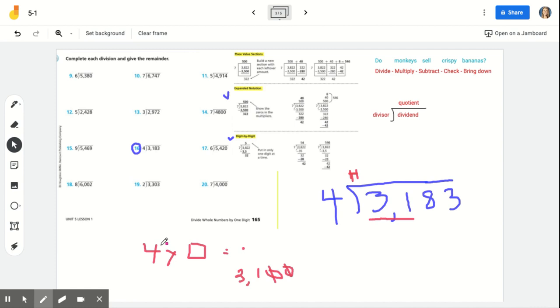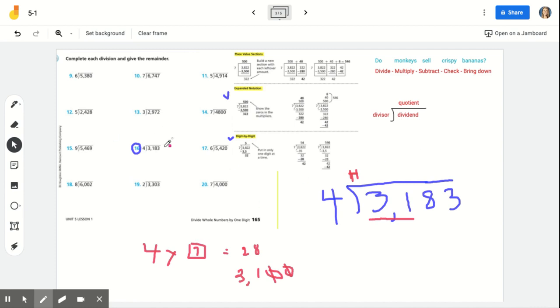And we're thinking to ourselves, how many times can 4 go into 31? 4 times what gets us something close to 31 without going over? Go ahead and try it. And did you get 7? Yeah, 4 times 7 is 28. The next digit up, 4 times 8 is 32. That's too much. So 4 times 7, we're going to have a 7 in our answer in our 100 spot.